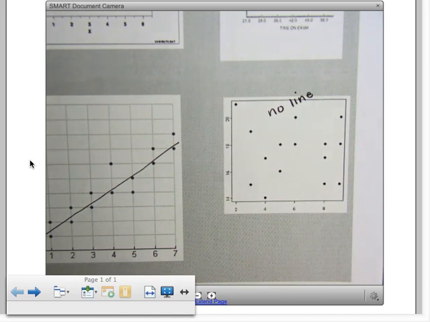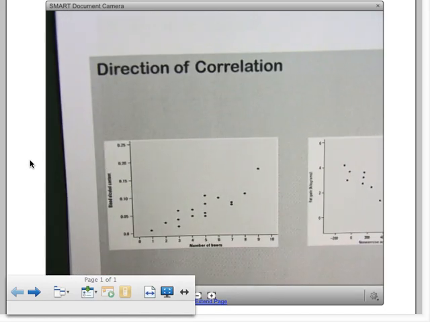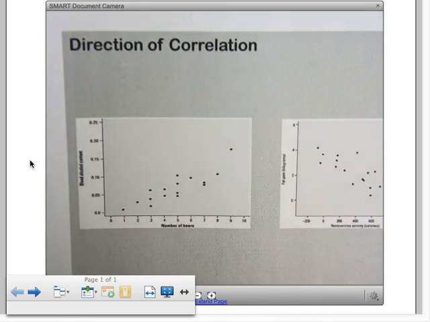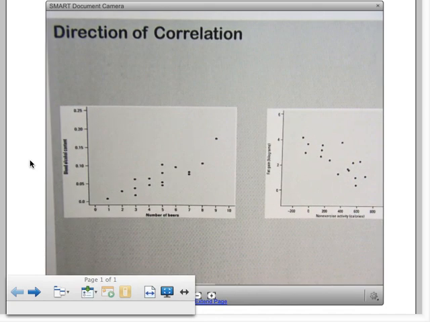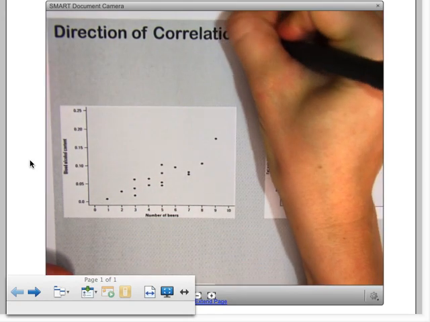Okay, so if you flip to the back of your notes, we're going to look at the direction of correlation. Okay, a hint for direction of correlation, you're going to look at the best fit line.